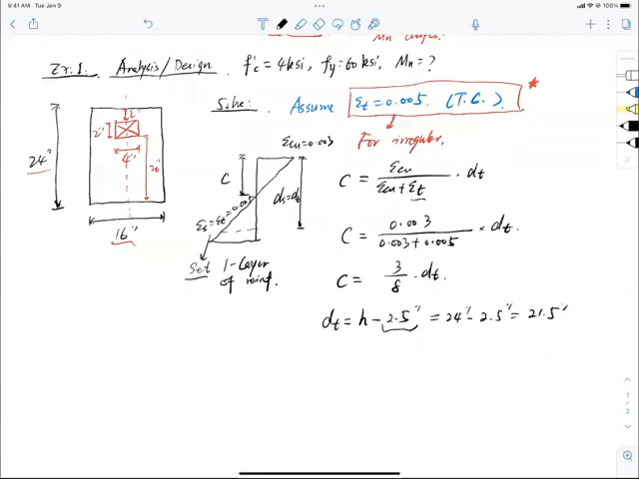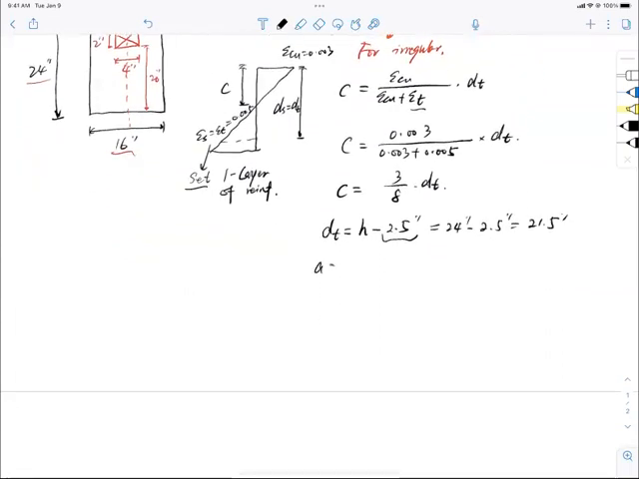Now, given that f'c is 4 ksi concrete, a naturally should equal beta 1 times c, which is 0.85 multiplied by 3/8 of dt, so 21.5 inches right here. To save the trouble, I calculate this out. a equals 6.85 inches. That is the effective compressive zone size.